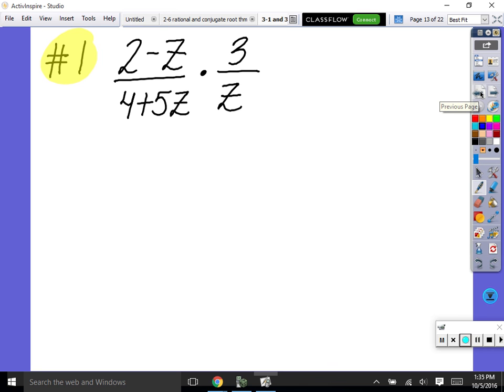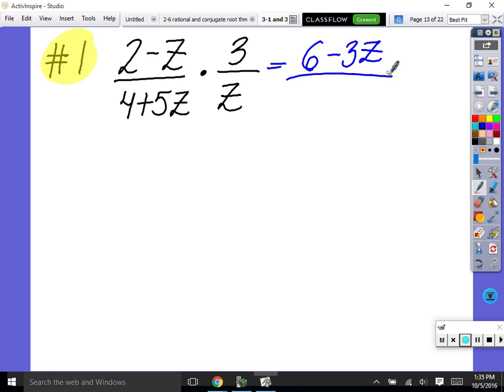Okay, let's go back to number 1. Looking at this, we would factor it. Isn't it already factored as far down as it can go? So now we multiply straight across. You might see the answer multiplied out. So let's practice multiplying the top out. That would be 6 minus 3z, correct?